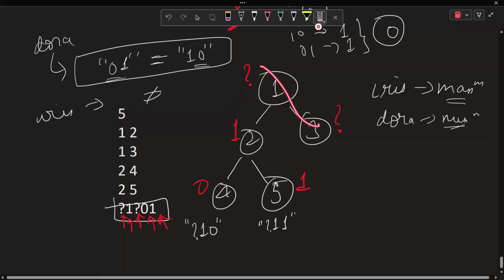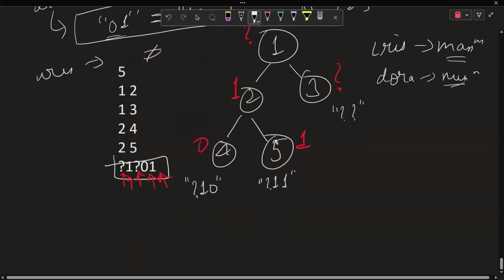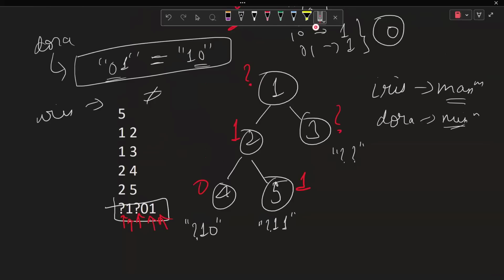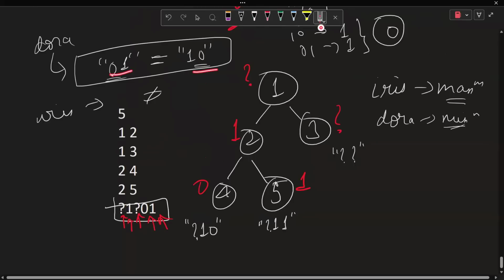For this leaf node, it is a question mark. Now, you can replace these two question marks. So only Iris would make a move, and then Dora would make a move. Sorry. So if Iris makes a move and replaces this, you can see if you want to make it 0, 1 and 1, 0.